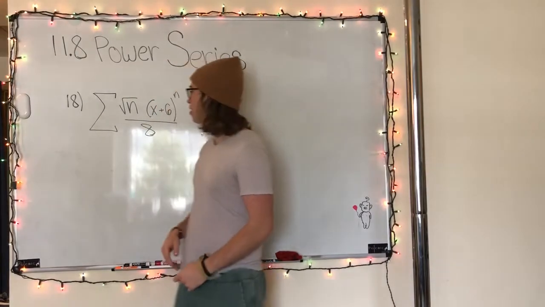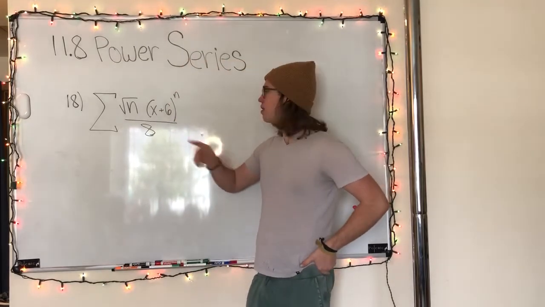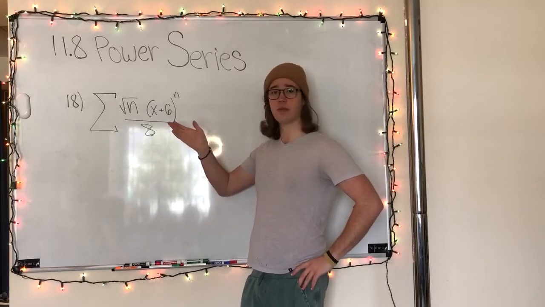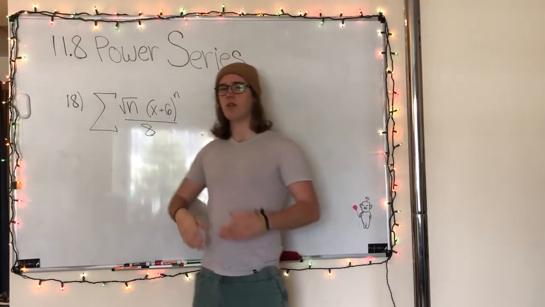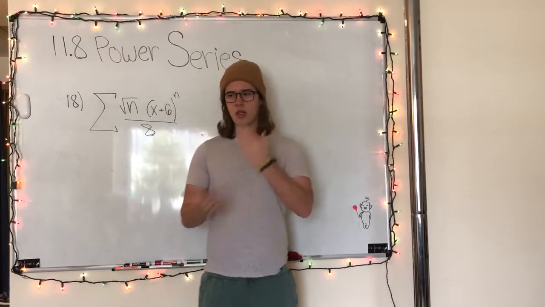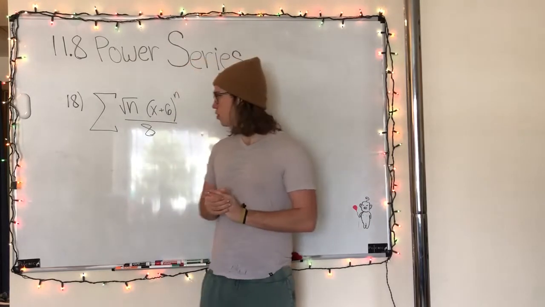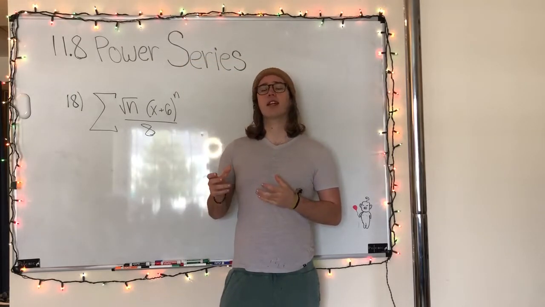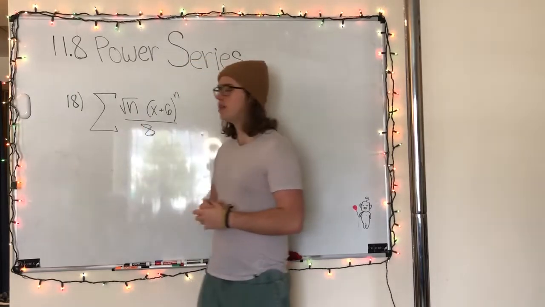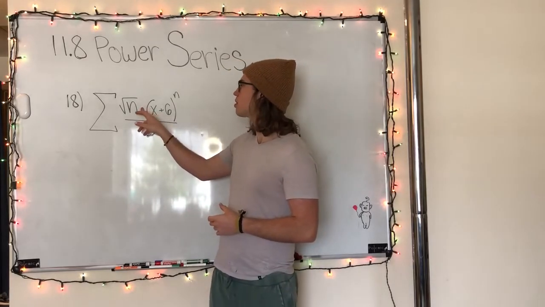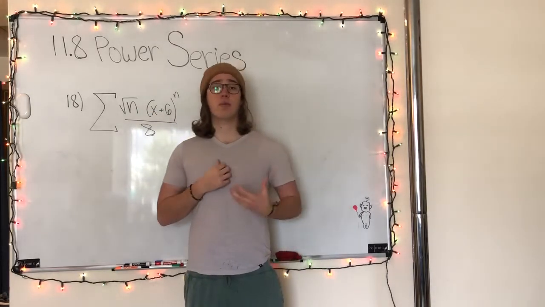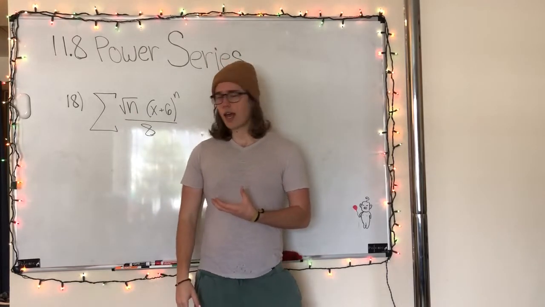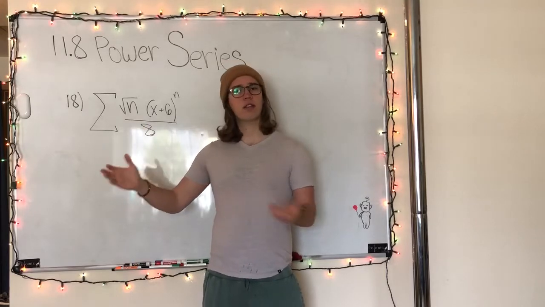Who said that? So we're doing number 18. This is the sum from 1 to infinity of the square root of n times (x plus 6) to the n, all divided by 8. We do the ratio test on this, and then we'll see what happens. Well, if we give it a little deeper thought, we see something. We see this square root of n on the numerator, and then it's just dividing by an 8. At the beginning, that's going to be really nice.